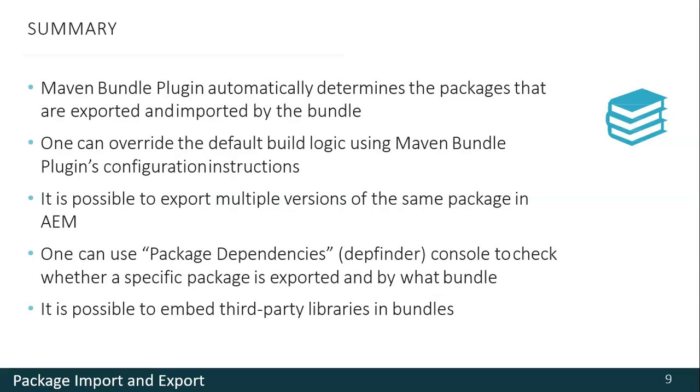Now to summarize, the Maven bundle plugin automatically determines the packages that are exported and imported by the bundle. One can override the default build logic using the Maven bundle plugin's configuration instructions. It is possible to export multiple versions of the same package in AEM. One can use package dependencies or the dependency finder console to check whether a specific package is exported and by what bundle. It is possible to embed a third-party library in bundles.